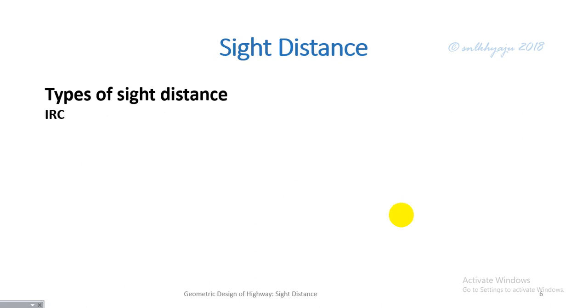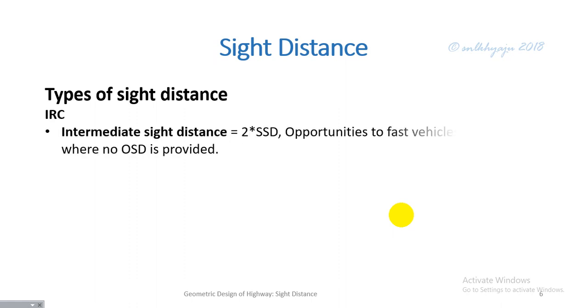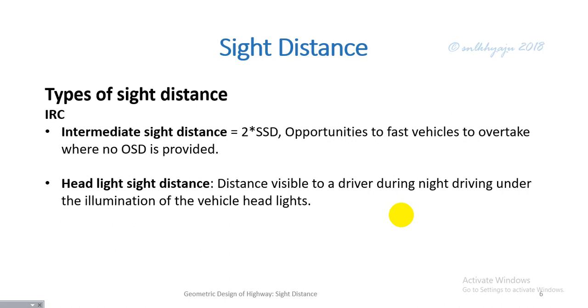As you follow IRC, IRC has recommended three different types of sight distance. First one is intermediate sight distance, which is equal to twice the stopping sight distance, that is for the opportunity for a fast vehicle to overtake where no overtaking distance is provided. Second is headlight sight distance. Headlight sight distance is the distance visible to a driver during night driving under the illumination of vehicle headlights.